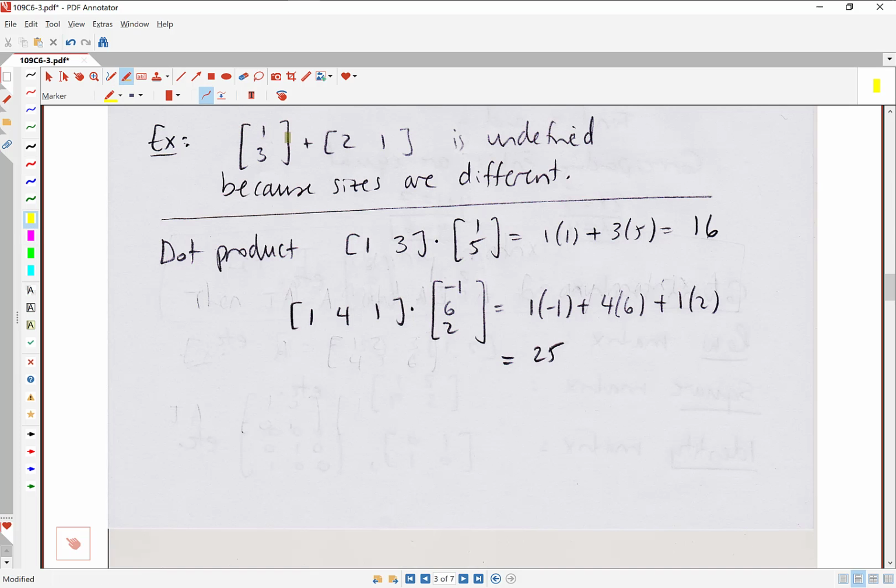Now, quick examples. Say we try to add together two matrices that have different sizes. For example, we've got this 2 by 1 matrix and we're trying to add it to a 1 by 2 matrix. Something like this is undefined, meaning it's not possible to complete that operation. So anytime the sizes are different, your addition will be undefined.